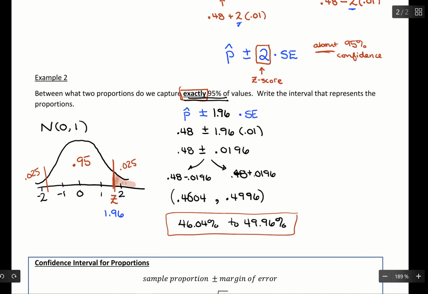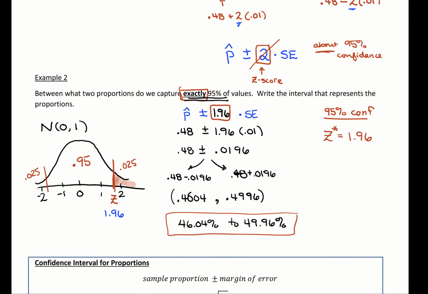So as we move forward with these confidence intervals, and 95% confidence is one that comes up fairly often, don't use 2. That was just for an example. We want to use this 1.96. If you want 95% confidence, this z-score you want to use should be 1.96. And this z-score is a special one that we'll be calling z-star. And that value doesn't change. If I gave you a completely different example and said use 95% confidence, you want to use that z-star value.